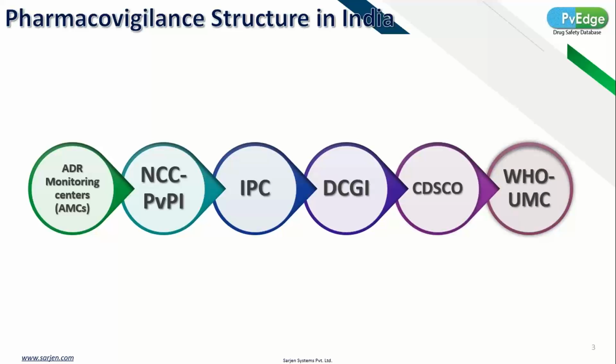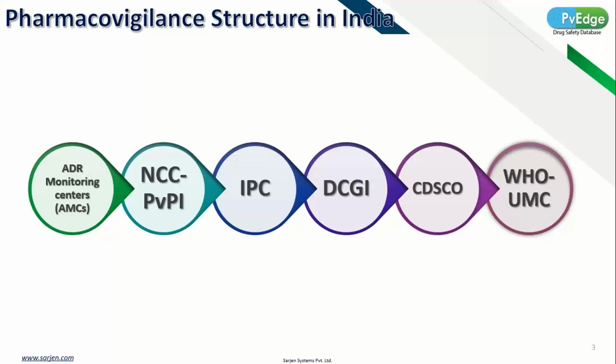So the last one is WHO UMC. As India has, you can say, an established IT operative system for PV activities coordination, India has also participated in the International Drug Monitoring Program via WHO UMC. So India took the coordination and help with the help of UMC. There is a database which we call Vigibase actually.